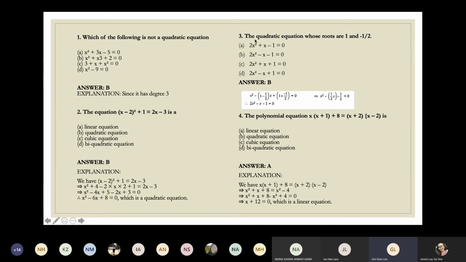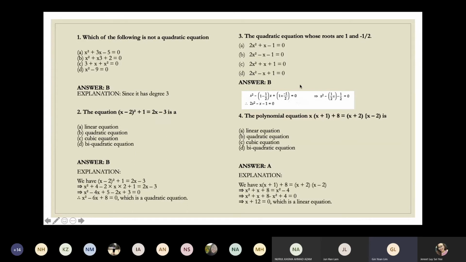So from the first 2 questions, is there any problem? Students, is there any problem? No. Okay, thank you. So we proceed. The third question now: the quadratic equation whose roots are 1 and negative 1 over 2.